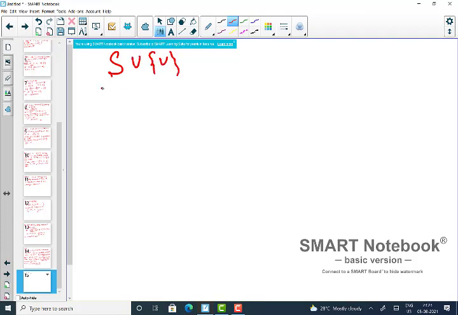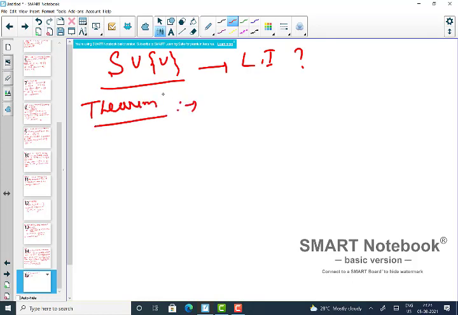Okay, then can you claim whether this is also linearly independent or not? This is a simple question, right? And you have a simple answer to this question: a theorem that tells you that. So let's start with that.